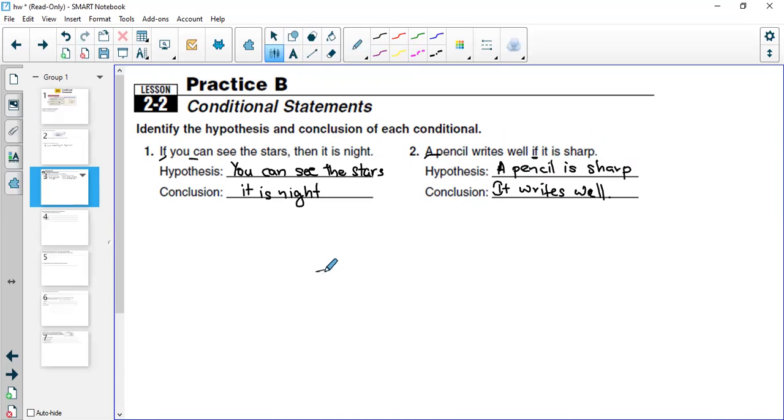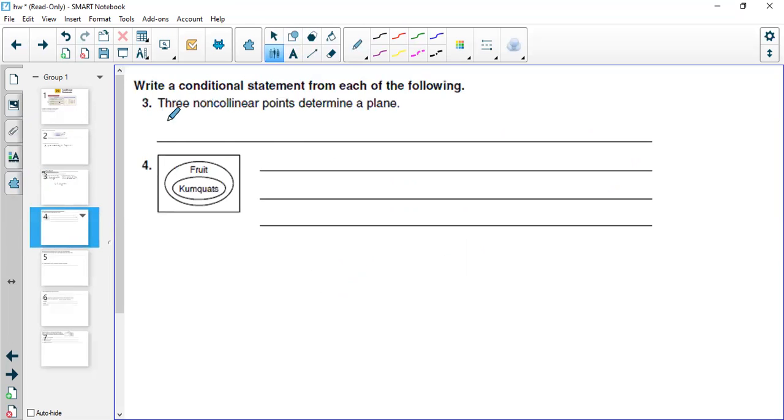So always remember, you need to have the word if, and the hypothesis always follows the word if, whether it is in the beginning or at the center. It doesn't matter, but it always follows the word if. Okay. So let's move on to question number 3 and 4. You have to write the conditional statement for these questions. So let's write the conditional statement.